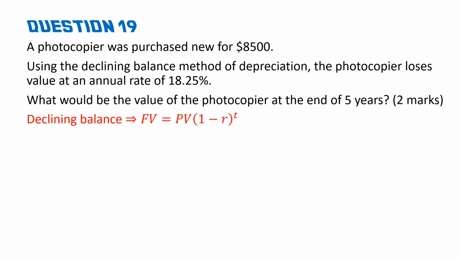The thing we have to remember is that R needs to be a decimal. So 18.25, I'm going to divide that by 100 and get 0.1825. Plugging that into a calculator, exactly as you see there on the screen, we get that our future value after 5 years is that our photocopier is now worth $3,103.54.